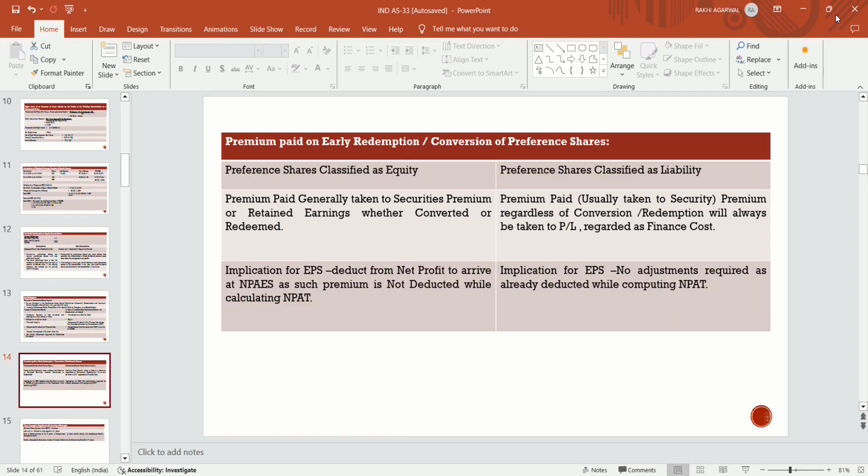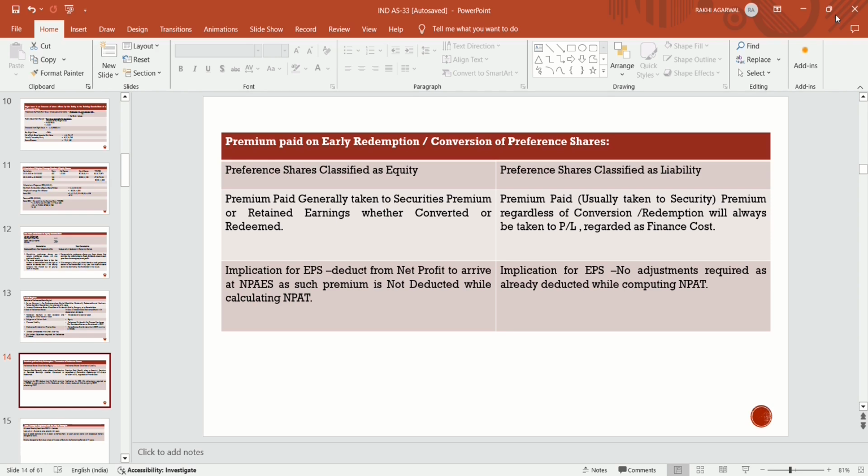Now we will discuss the concept related to premium paid on early redemption or conversion of preference shares. If any premium is paid on early redemption, this concept is explained with the help of an example. Suppose you had taken a home loan for a period of 25 years from a bank, HDFC Bank. The home loan amount is 2 crores, out of which you made a down payment of 50 lakhs, and 1.5 crores is the loan amount paid in installments over 25 years. The EMI amount will be 2 lakhs per month.